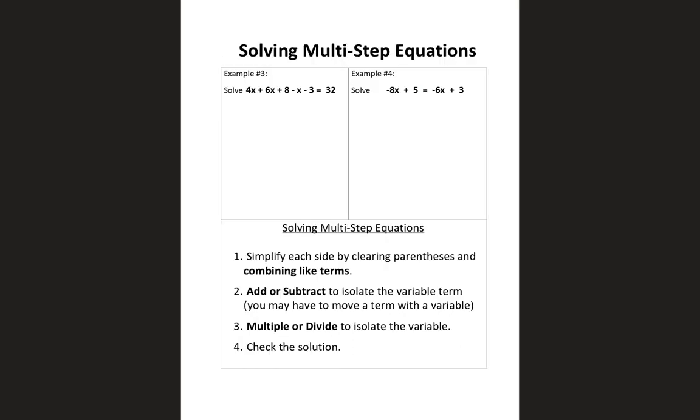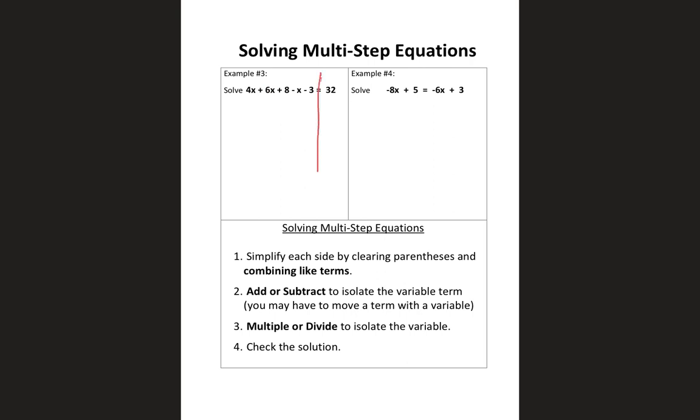Okay, so make sure that you did those practices in Delta Math from our previous plays. Now we're going to go to multi-step, so not just two-step, but more than that. We're going to do the same steps, except we're just adding this first one: simplify each side by clearing the parentheses and combining like terms. We don't see any parentheses, but we do see like terms.